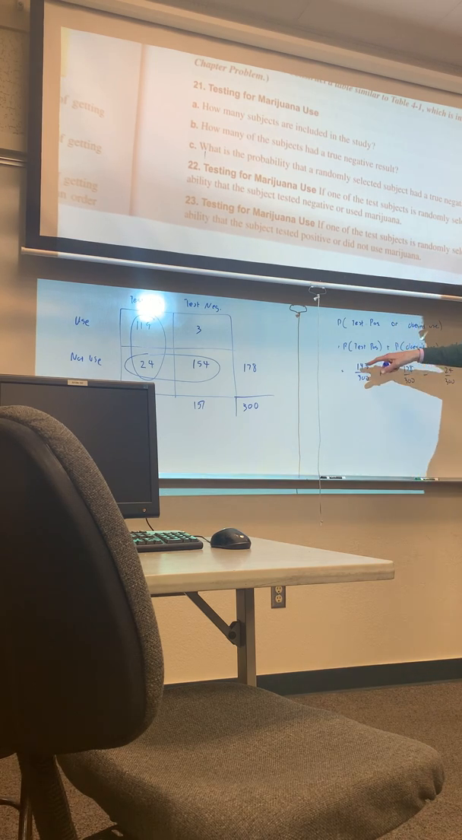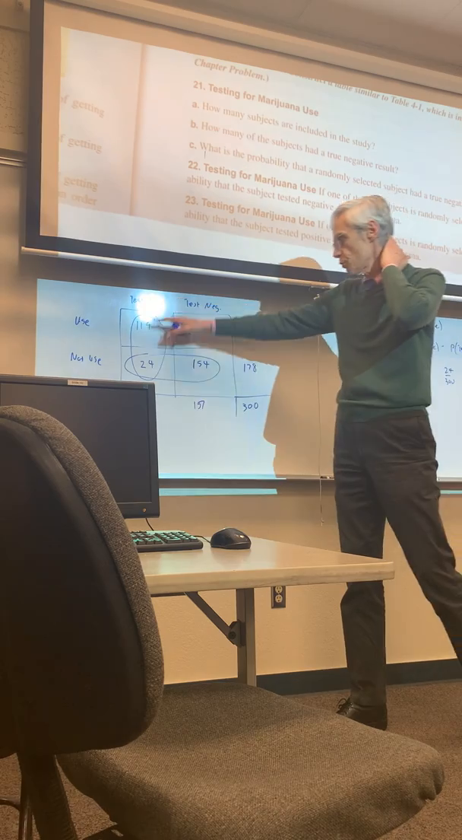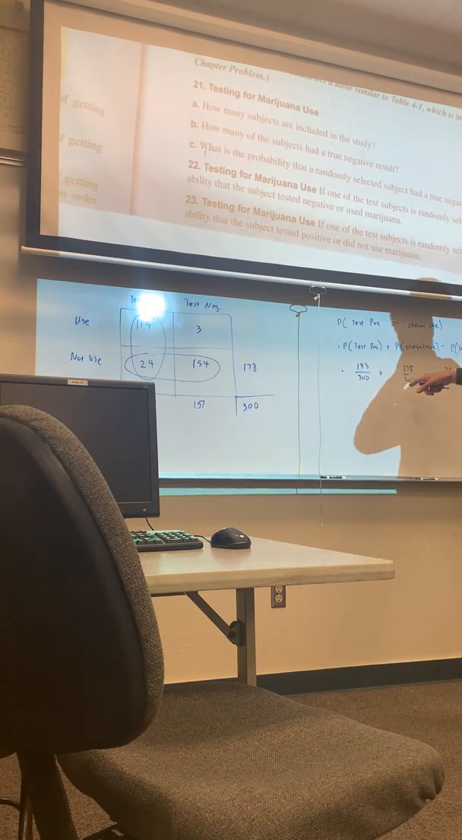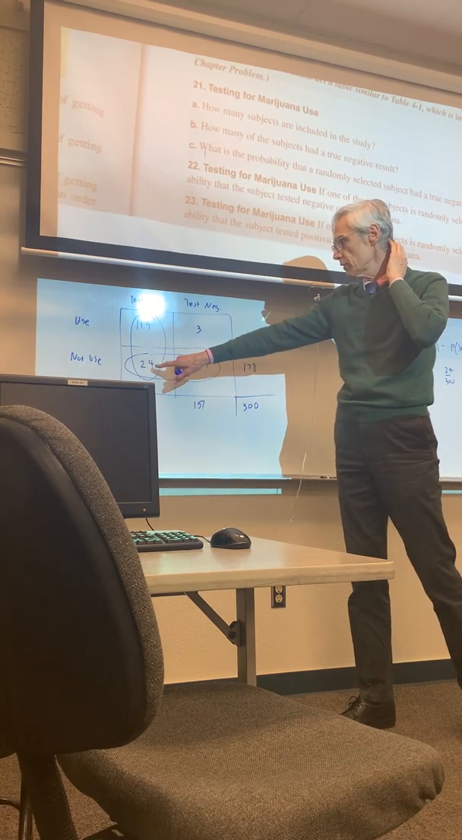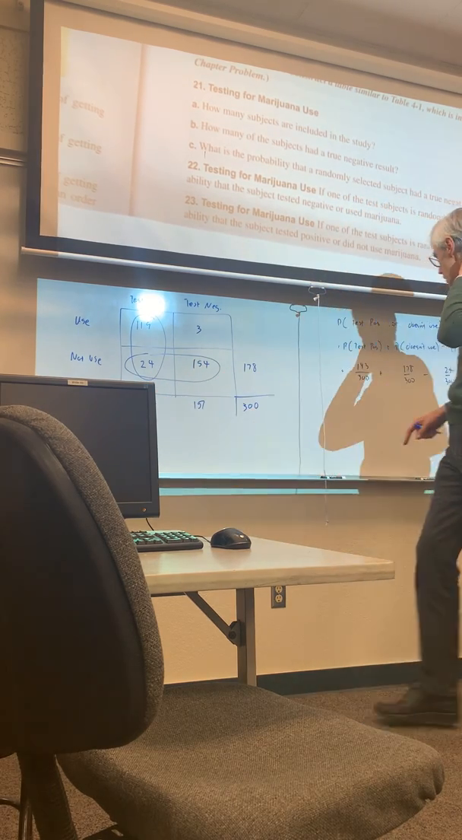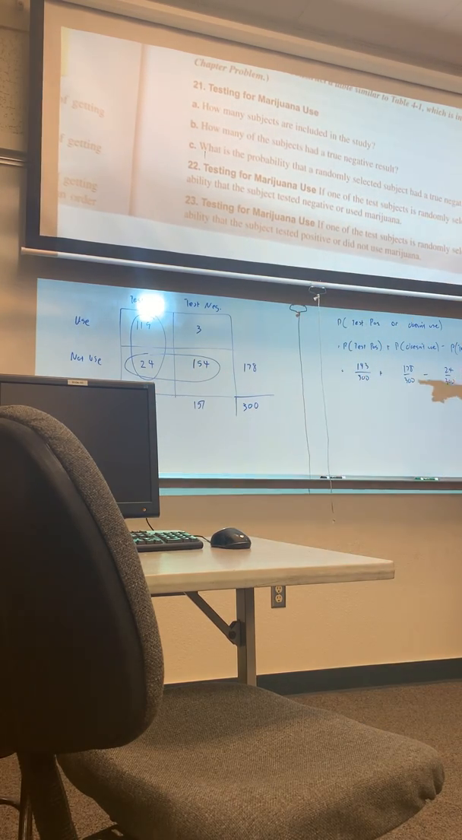See, if you just find the probability of testing positive, which is 143 over 300, plus the probability it doesn't use, 178 over 300, you've counted these 24 twice. So that's why it's subtracted here. But if you go directly from the table, then you won't count it twice. So just the 119 plus the 24 plus the 154.